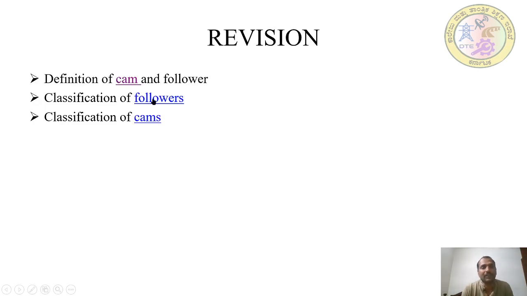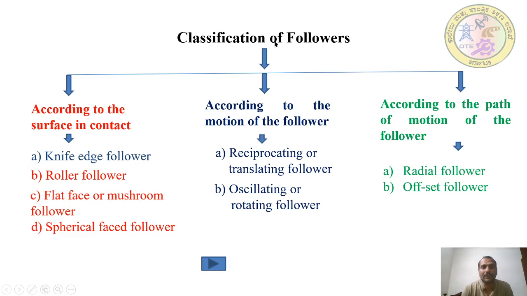The classification of followers. So followers are classified based on three parameters. According to surface in contact, we have knife edge follower, roller follower, flat face or mushroom follower, spherical faced followers. Second classification is according to the motion of the follower. Under this classification, we have reciprocating follower and oscillating followers. The third classification is according to the path of motion of the follower. Under this classification, we have radial follower and offset followers.